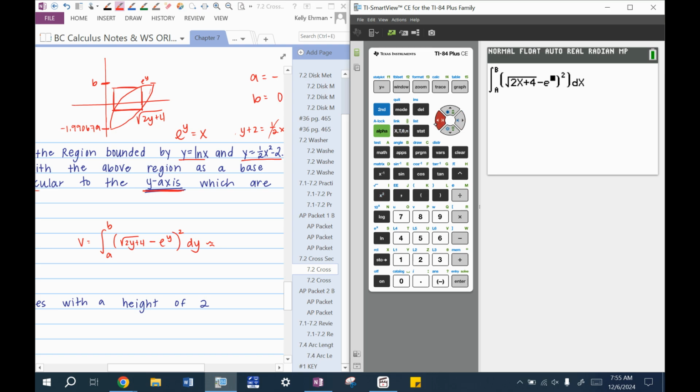I think I'm missing a parenthesis. That might give me a syntax error. Having more trouble with this one. Insert parenthesis. Okay, I think I'm good. Enter. 2.165.